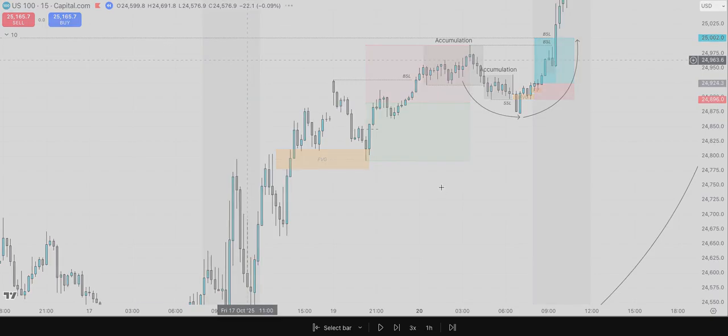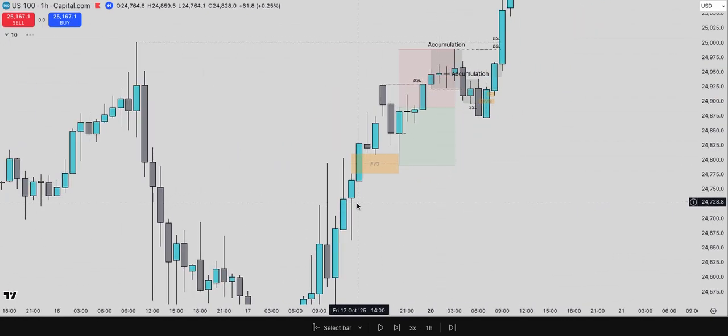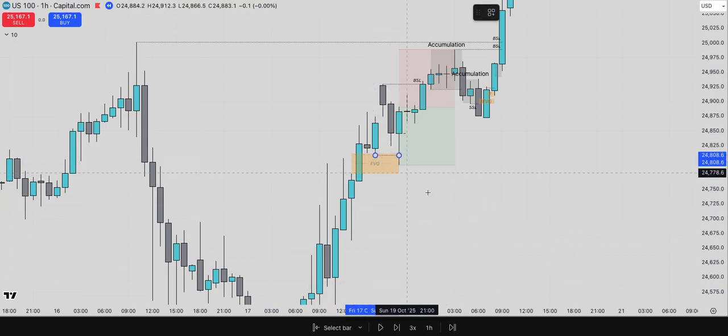So if you see on a 1 hour, look at it. This push from Friday, this is the opening gap, right? We pull back, we enter into this 1 hour fair value gap. You can see price swept liquidity there.